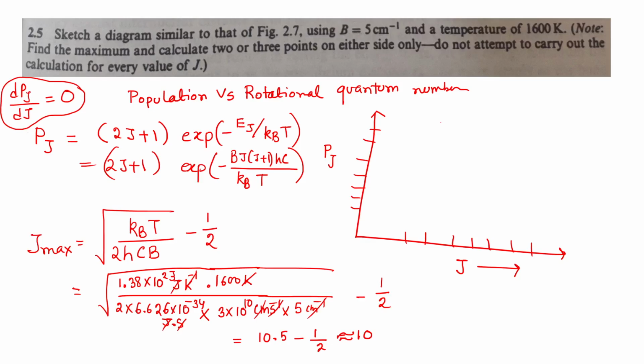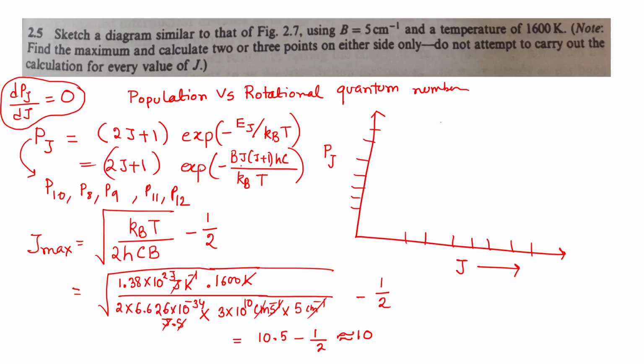By that way we can calculate that J max is 10. First of all, we have this equation. You try to calculate P10, P8, P9, P11, and P12. You try to calculate this first.